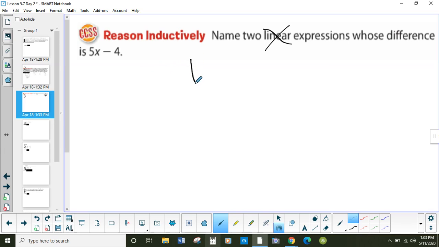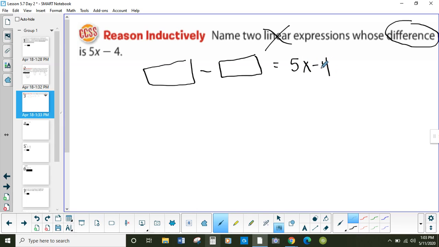So you're going to have two things, two algebraic expressions that are subtracted, because they use the word difference, to equal, because is means equals, 5x minus 4. So what we do then is just take a look at the x's first. So here's one example of a correct answer. I know that 10 take away 5 is 5, right? So if I had 10 x's, and over here I took away, in parentheses, I took away a 5x, the difference would be 5x.